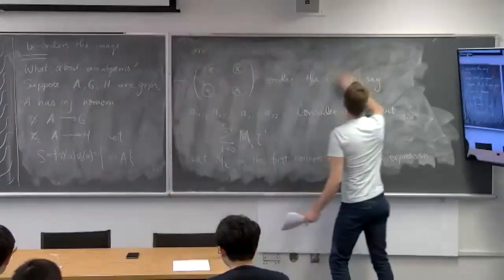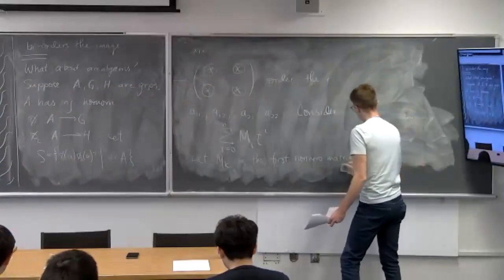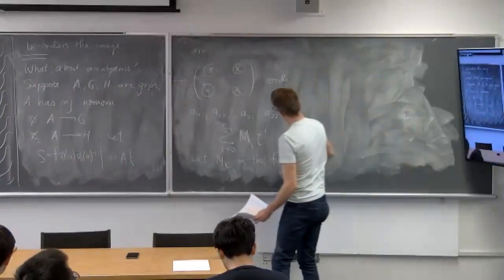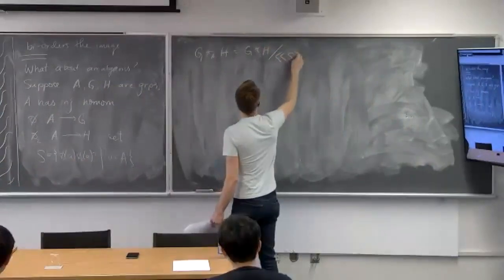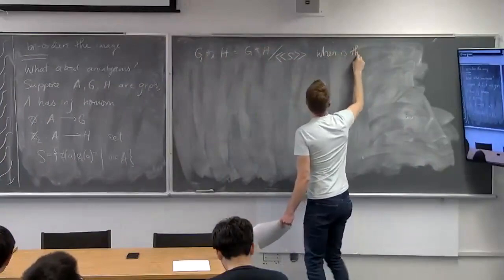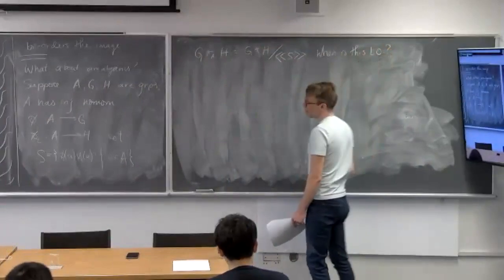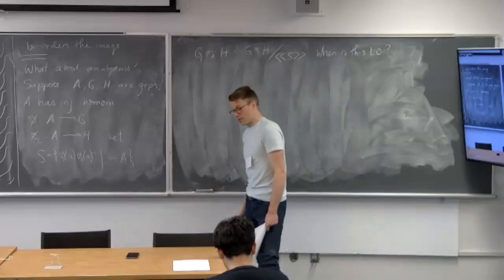Right, and then I want to take the free product and quotient by the normal closure of S. And that's my amalgam. And all I want to know is, when is that left orderable? Quotient by normal closure of S. When is this? Oh, turns out that's really bad.